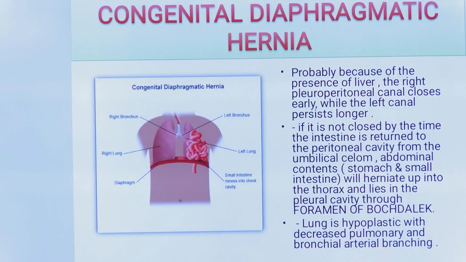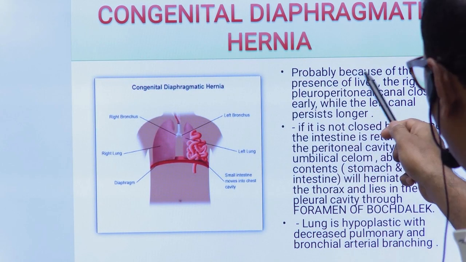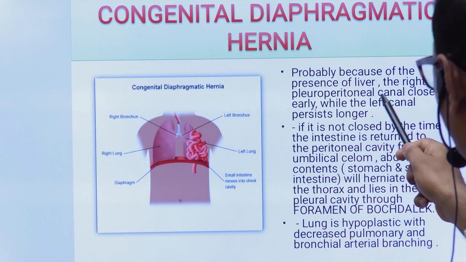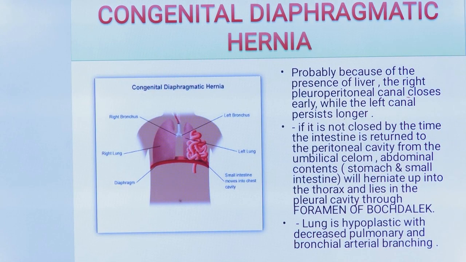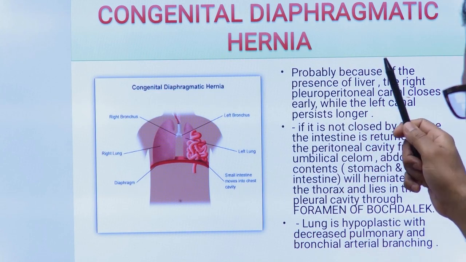Now, congenital diaphragmatic hernia. Because of the presence of the liver on the right side, the right pleuroperitoneal canal closes early, while the left canal will persist longer. So the right side will close earlier and the left side will close later.